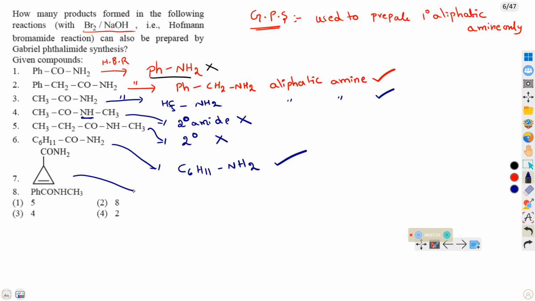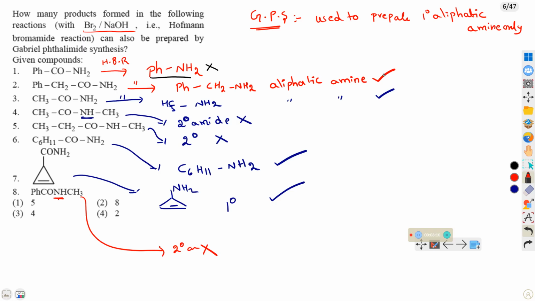If it participates, cyclopropane carboxamide participates in Hofmann bromamide degradation and it gives an amine, a primary aliphatic amine. So it can be prepared by Gabriel phthalimide synthesis. Last one, it is also a 2-degree amide, so it cannot be prepared.